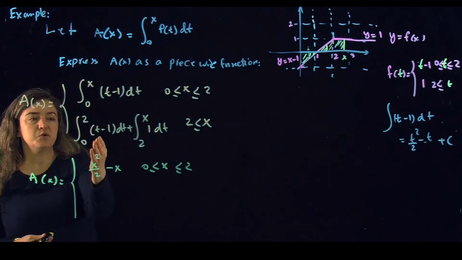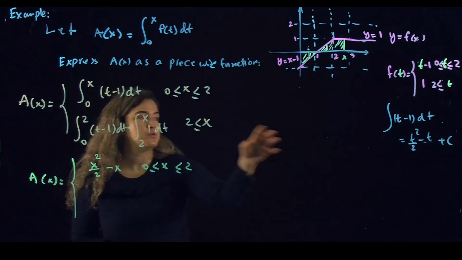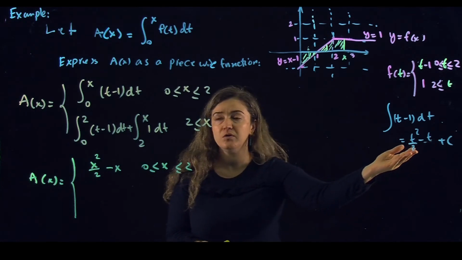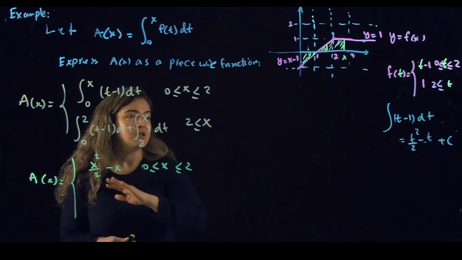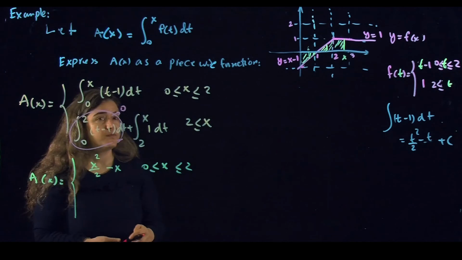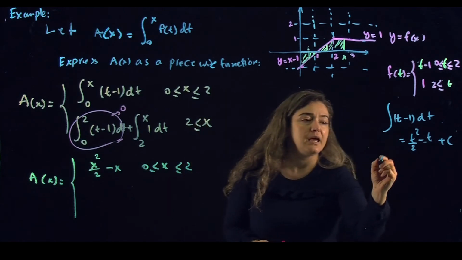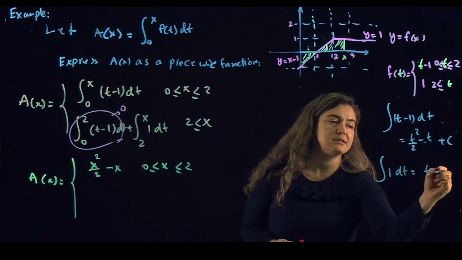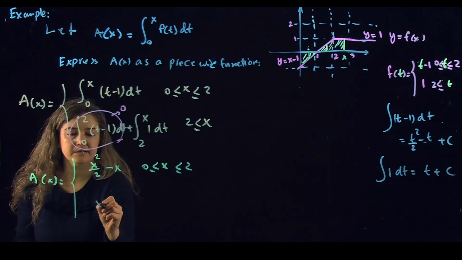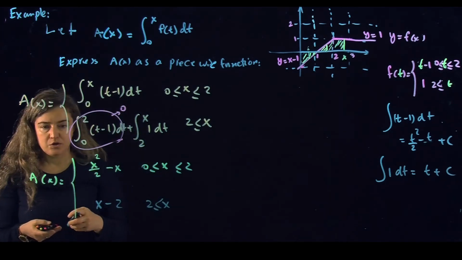Now, the integral from 0 to 2 of t minus 1 dt, if I plug in 0 and 2 in here, if I plug in 2, it's 2 to the power 2 divided by 2, which is 2, minus 2, 0. If I plug in 0, it's 0. So this part is actually 0. Now, what is remaining is to find this antiderivative. The antiderivative of 1 dt is just t plus c. Plugging in the values, I get x minus 2 for x bigger than or equal to 2.